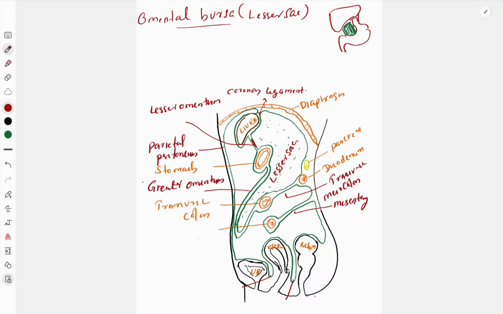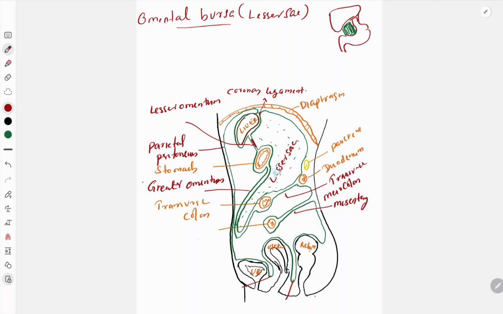In this video, we're going to learn the omental bursa or lesser sac. You know the lesser omentum. It's a fold of peritoneum which is attached to the lesser curvature of the stomach. We have the great omentum here. In the last video we have seen that the peritoneal cavity has two large spaces, the greater sac and lesser sac. And what is this lesser sac?